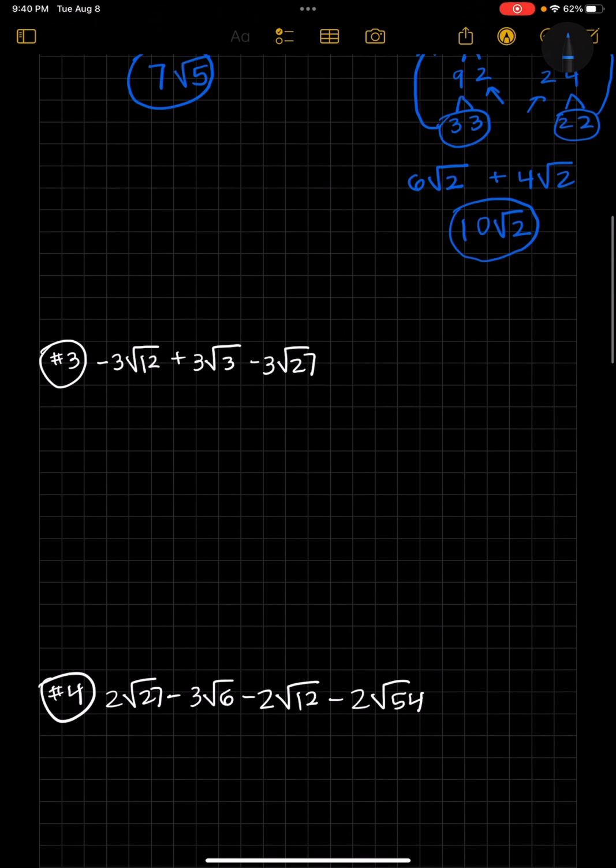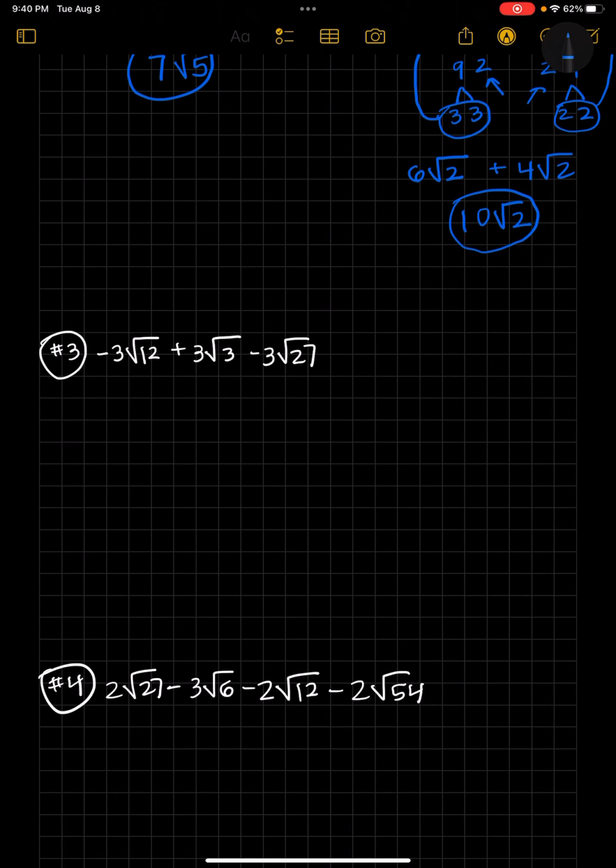All right, let's look at number 3. Once again, you have different things on the insides of your square roots, so you have to get them to be the same. I'm going to do the factor tree for 12, which gives me 4 and 3, 2 and 2.